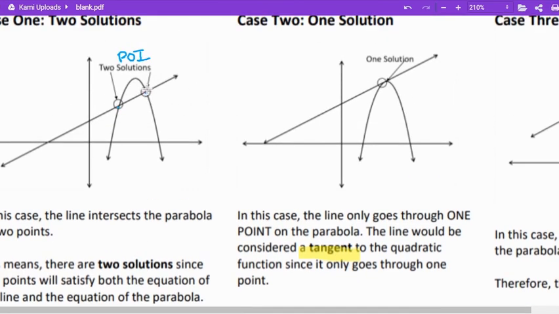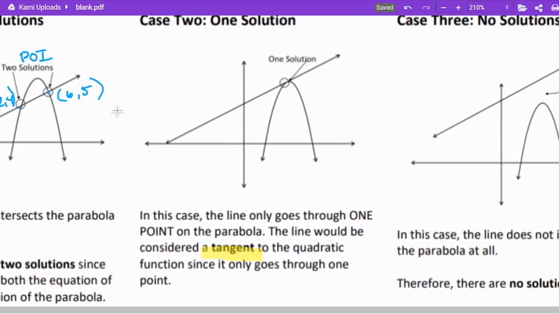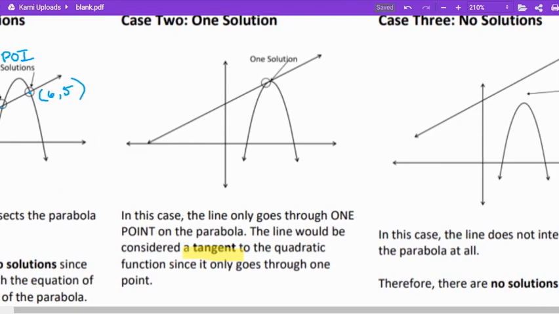Meaning, if you take these points, for example, if it's like 6, 5, and maybe this one is like 2, 4, and you plug them into the equation of the parabola and the equation of the line, you will get left side equals right side for each of these points. That's case 1. Case 2 is where we have one solution.